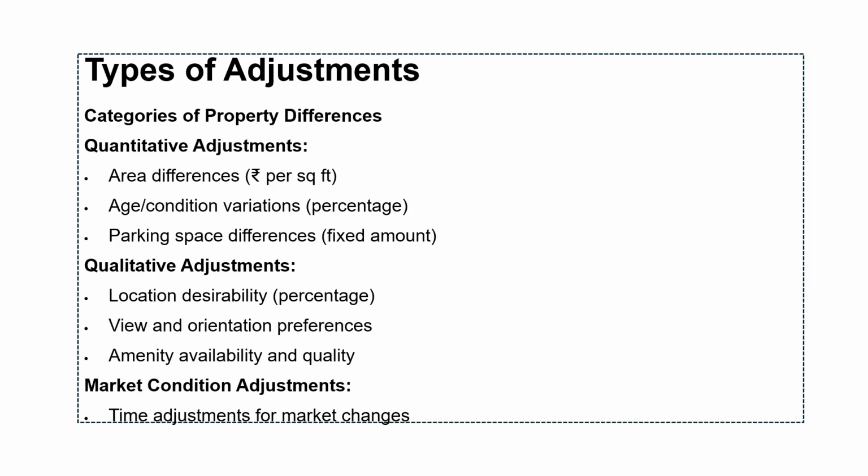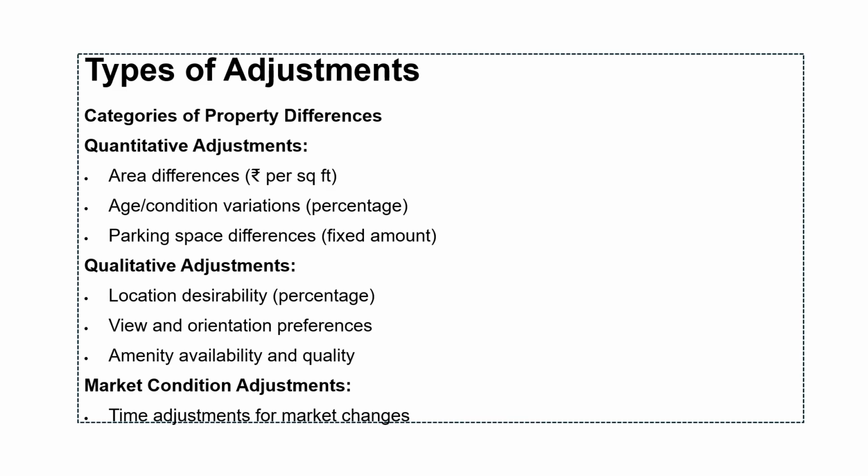Then qualitative adjustments, so location desirability comes into the picture. How well that location is looked at. Some locations are perceived better in comparison to other locations. So those qualitative adjustments have to be made. View and orientation preferences, sea facing, not sea facing, that kind of thing. Then amenity availability and quality. So what kind of amenities are available near that particular property. So that kind of adjustments also we have to make.